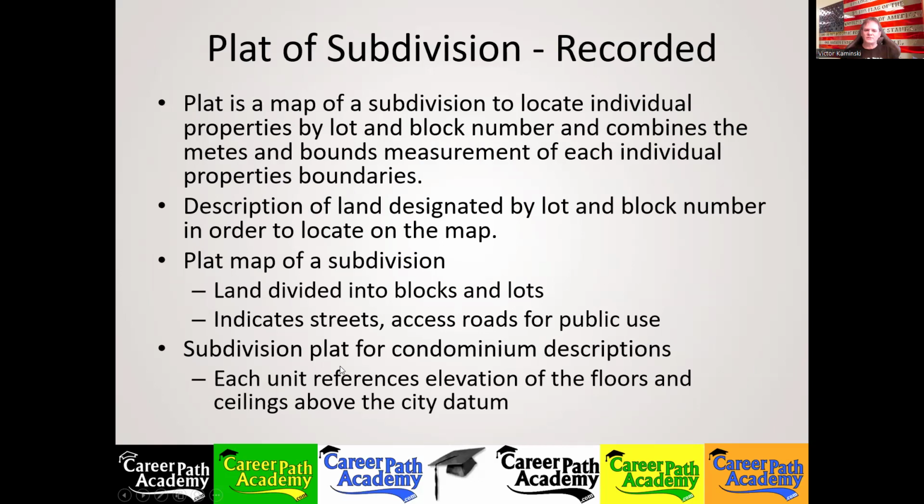for public use. A subdivision plat for a condominium description, each unit references also elevation, because if you were to just look at a flat map, it looks like multiple properties are located at the same exact location. So you have to add another measurement, which would then measure the elevation where your property starts and where it ends, if it's on the second or third floor or what have you, right? Those maps need to be in 3D.